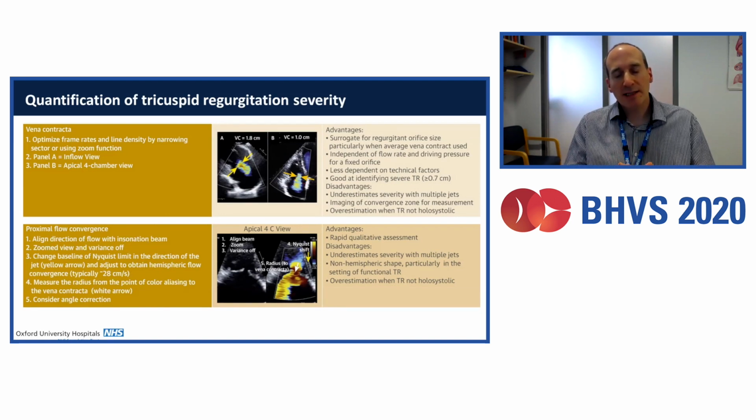Align with the jet, shift the color baseline down in the direction of the jet, so don't adjust the scale, adjust the baseline, and try to develop a clear transition zone at a predefined velocity that allows you to measure the radius of that hemisphere down to the vena contracta. Then use continuous wave and measure the VTI and maximum velocity, and from that you can derive your orifice area and your regurgitant volume.